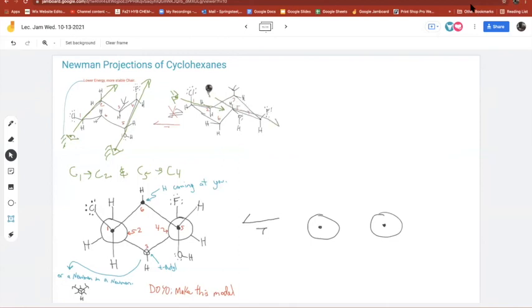It seems a little strange, huh? How you're looking at it kind of from a different angle now after the chair flip. But we still have carbon 1 right here, still have carbon 2 right there. This is still 5, and this is still 4.